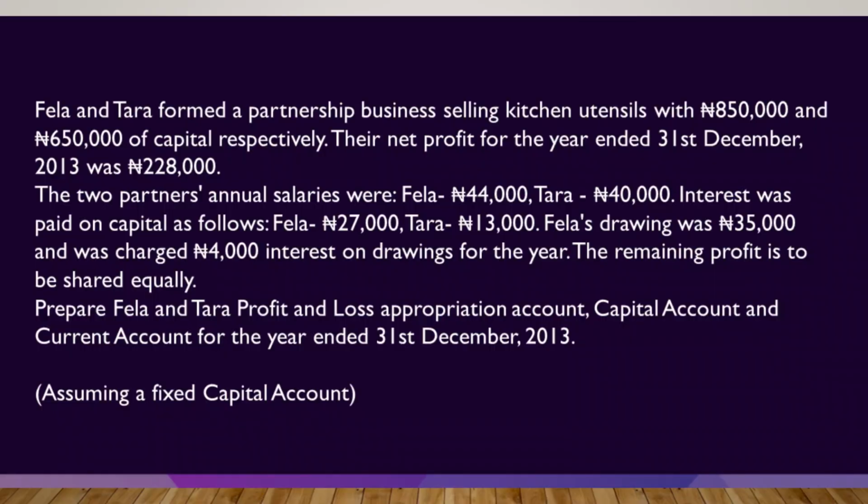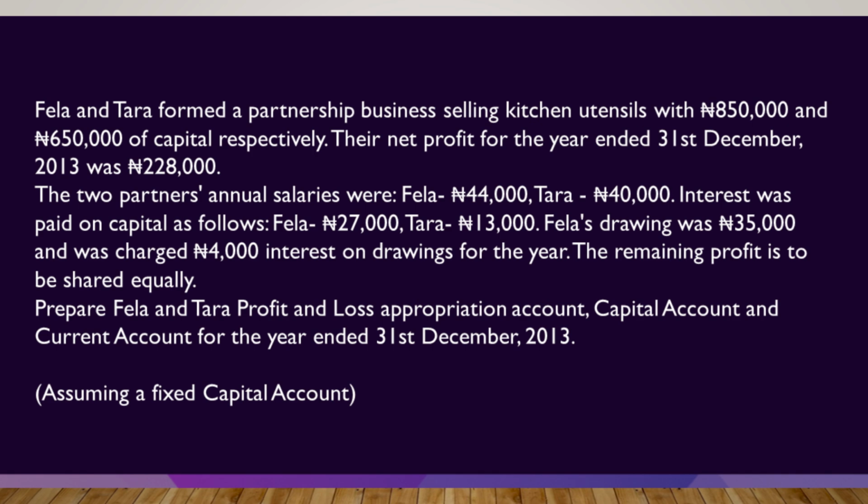So let's dive in. Fela and Tara formed a partnership business selling kitchen utensils with 850,000 and 650,000 of capital respectively. Their net profit for the year ended 31st December 2013 was 228,000. The two partners' annual salaries were Fela 44,000, Tara 40,000. Interest was paid on capital as follows: Fela's interest on capital was 27,000, Tara 13,000. Fela's drawings were 35,000 and he was charged 4,000 interest on drawings for the year. The remaining profit is to be shared equally.